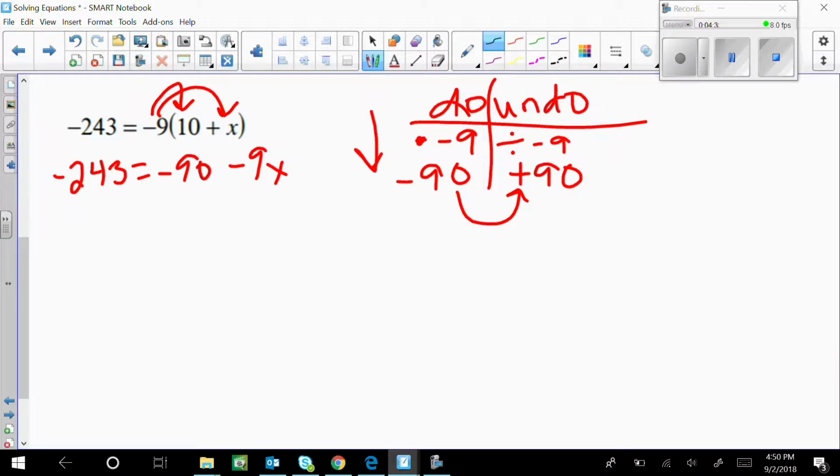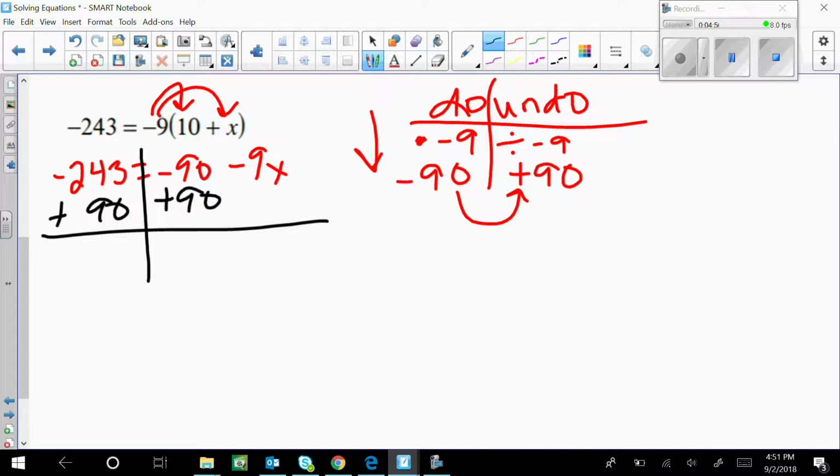So now that's all I have to do on the left side of my equation. Remember, I draw my wall because that's extremely important. It helps us remember that what we do on one side, we have to do on the other to balance it out. First thing I'm going to do is add 90 to both sides. Negative 90 plus 90 is 0, so I cross it out, bring down my negative 9x. Negative 243 plus 90 is negative 153. So that's done.